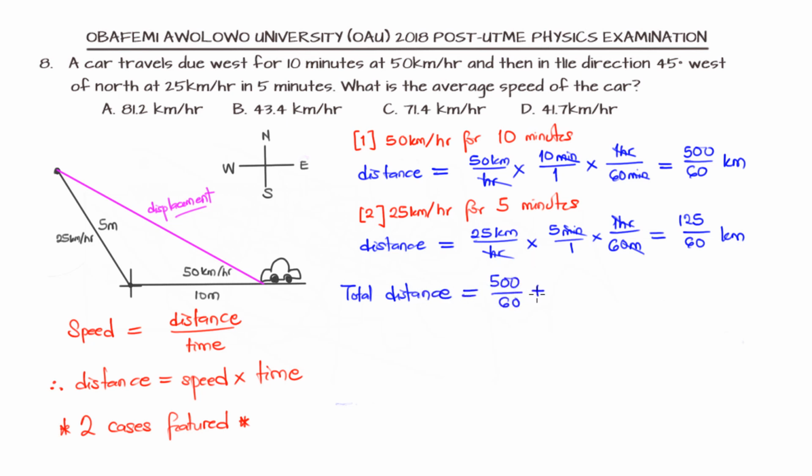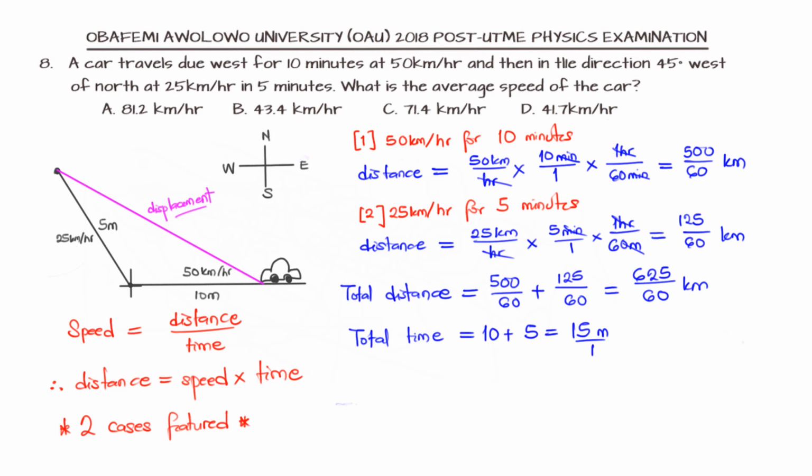the second case, the total distance will be 500 over 60 plus 125 over 60. And that would be 625 over 60 kilometers. That's the total distance that was traveled. Now, what is the total time that was used to travel? The total time will be the 10 minutes plus the 5 minutes. So you can just say that is 10 plus 5, and that is 15 minutes.